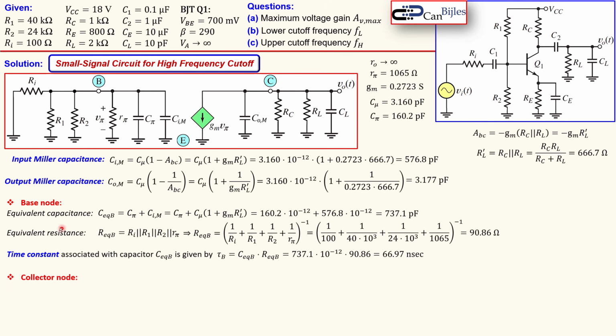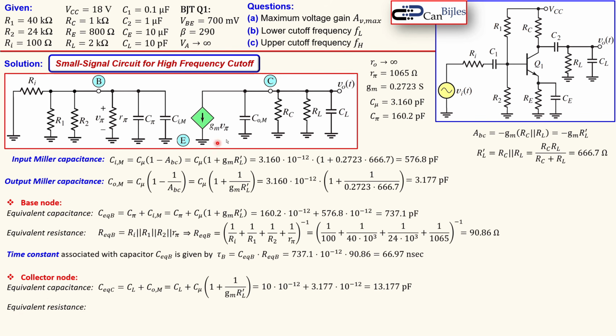We do the similar now, as we have done it for the base node, we do it for the collector node. We see here first the equivalent capacitor, which is the summation of the load capacitor and the output Miller capacitance, actually shown here. So we just add them up, as we did for the base node. That will result in 13.177 picofarads. In this case, predominantly the load capacitor is adding the required capacitor here.